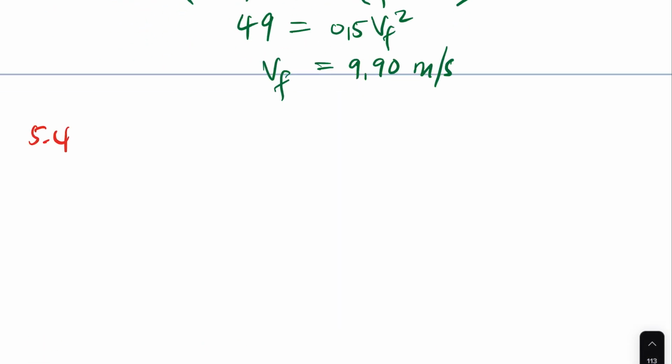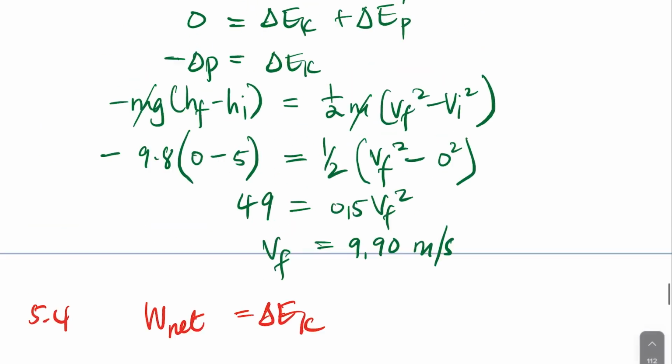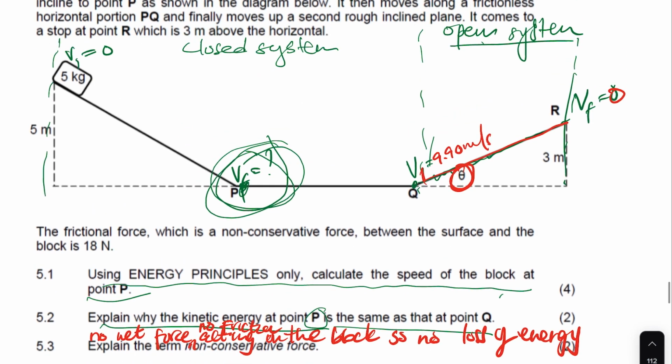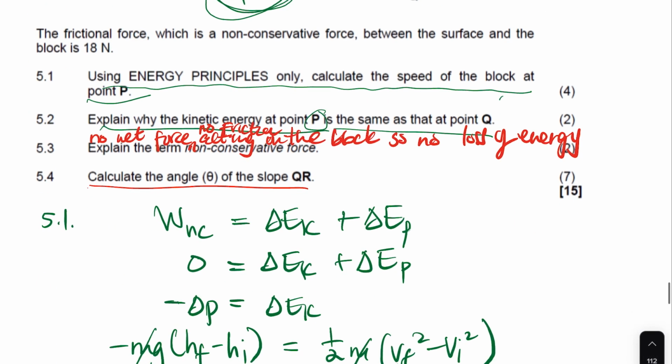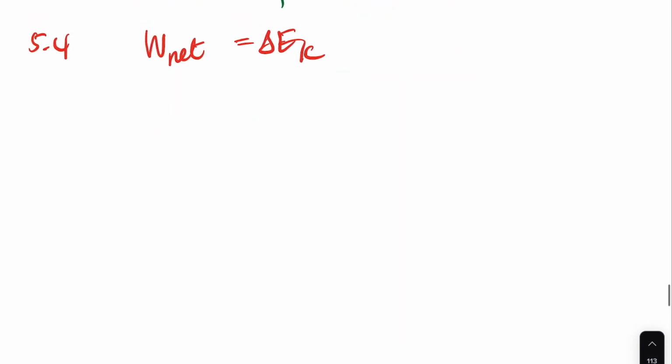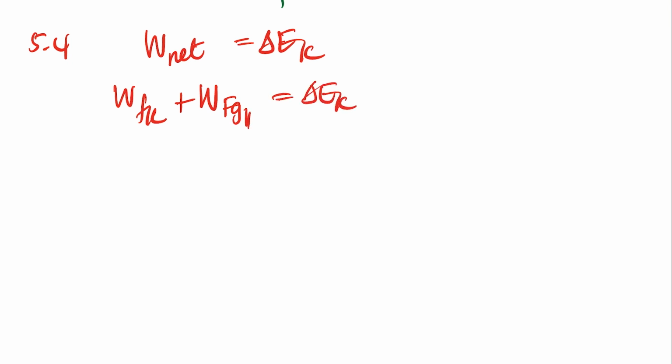I'm going to use the work energy theorem there, right? So what are the forces acting on that object as it moves up? There are two forces. Remember, there's a friction present here that is going down while the object is moving up, and there's a gravitational force, which is the Fg parallel. So we'll say work done by frictional force plus work done by Fg parallel is equal to change in Ek.